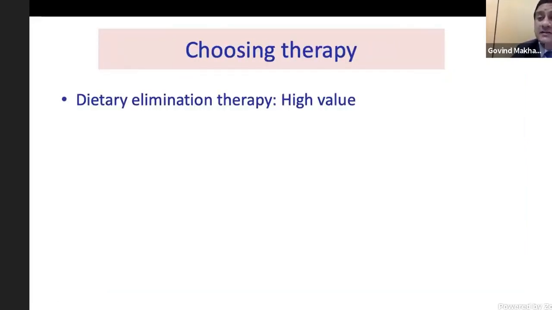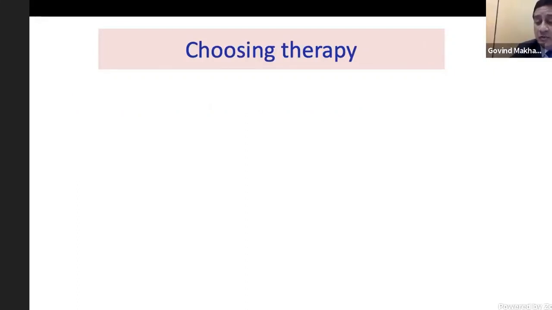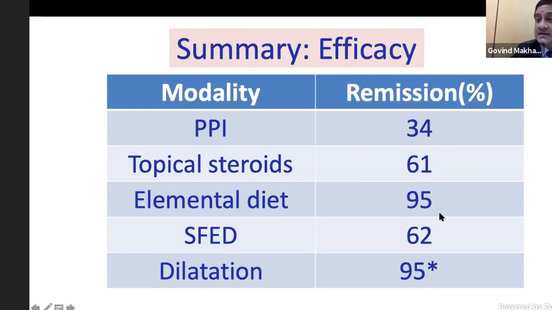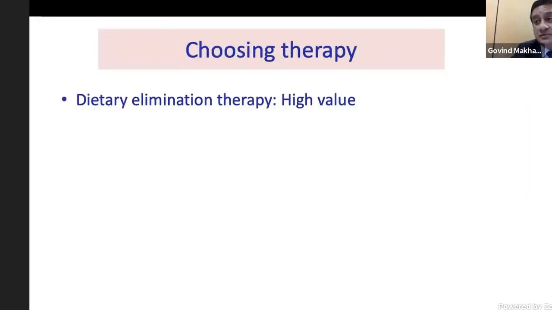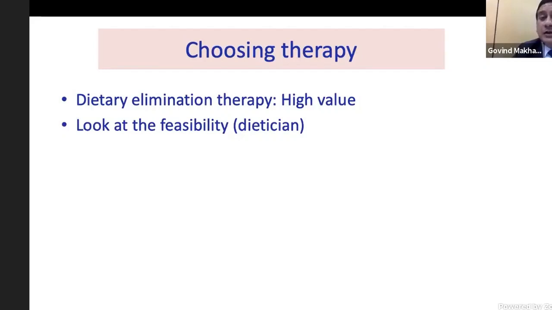How do you choose therapy? The most classical, as I said, the most valuable treatment is elemental diet. But again, elemental diet is difficult to do. Once you prescribe diet, always involve a dietitian. Most clinicians will not have enough idea about diet, therefore always involve a dietitian. Look at feasibility. Can you use dietary therapy in these patients?